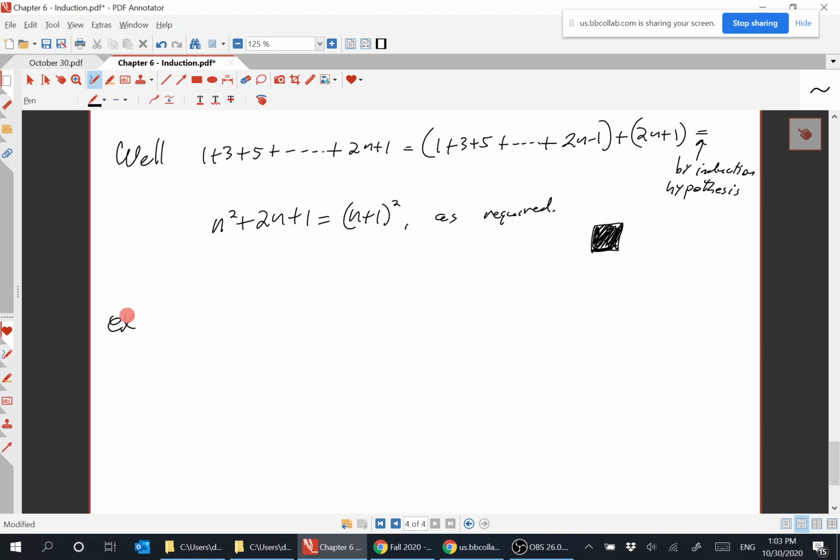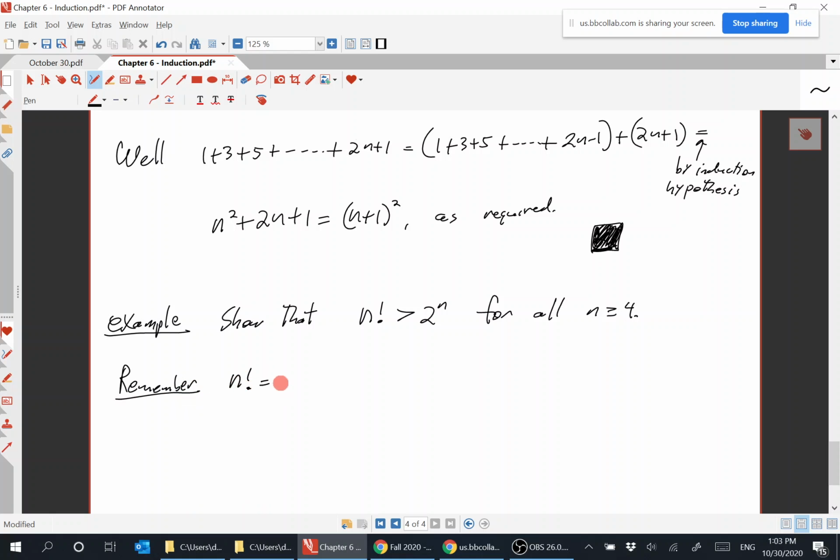Okay, so another example. Let's do one of the inequality. So let's show that n factorial, you all know what n factorial is, right? I'll explain it in a moment, is bigger than 2 to the n for all n bigger than or equal to 4. Okay, remember, n factorial is n times n minus 1 times n minus 2 times n minus 3, down to 3 times 2 times 1.